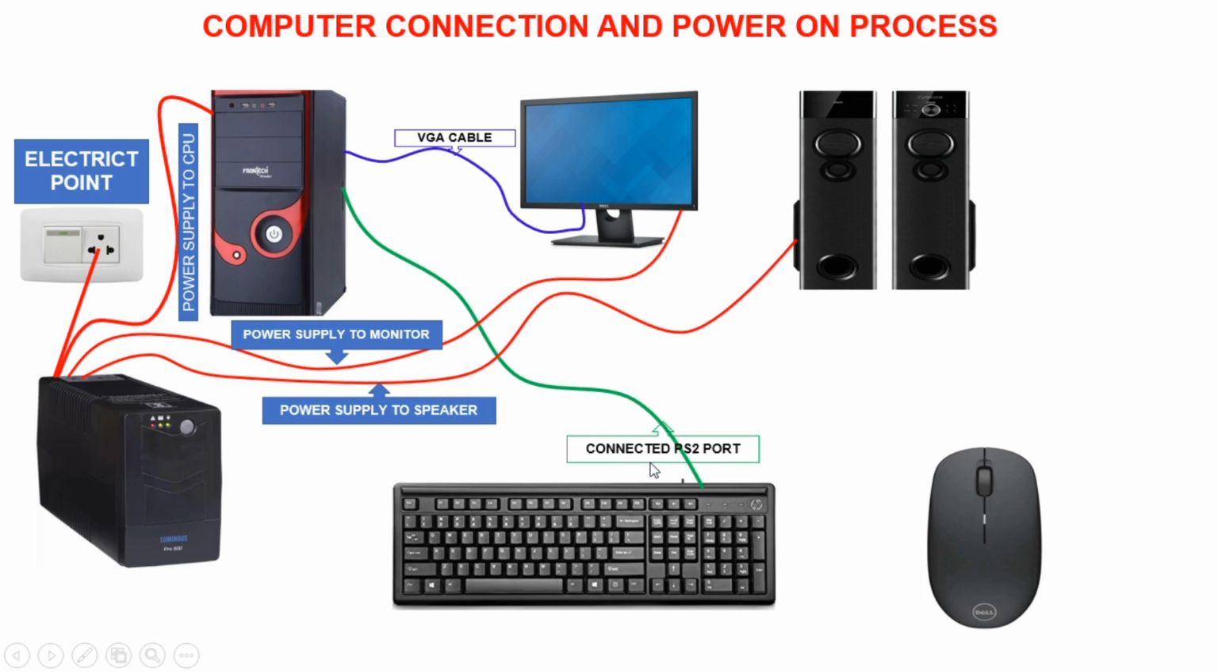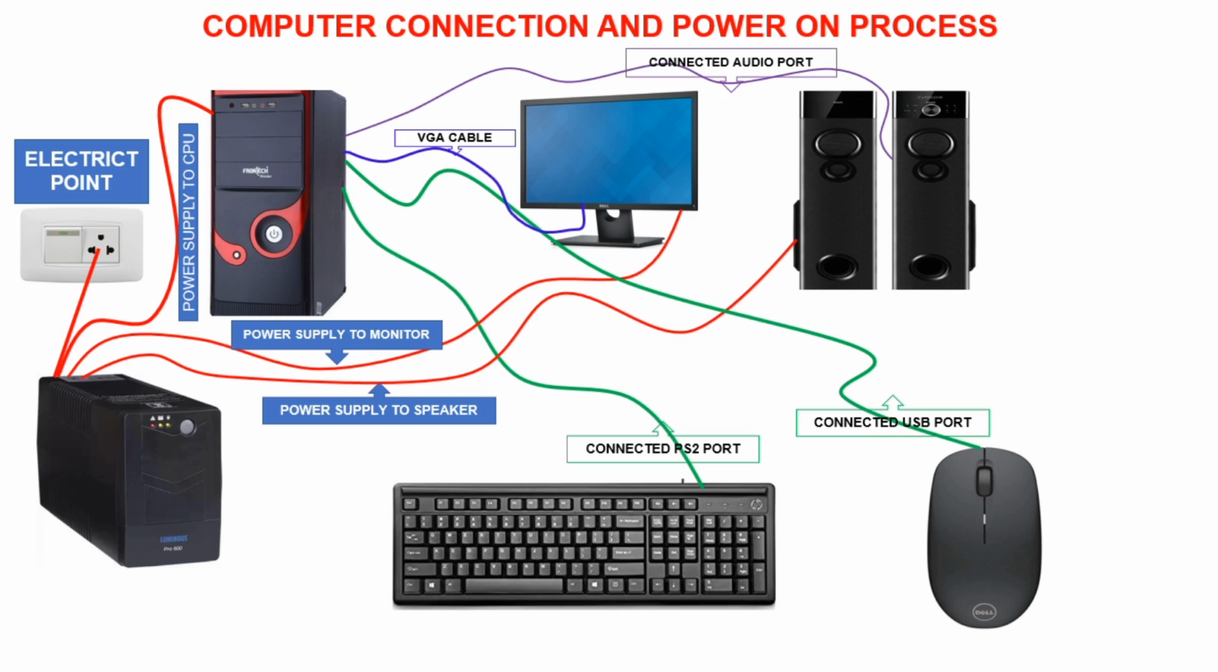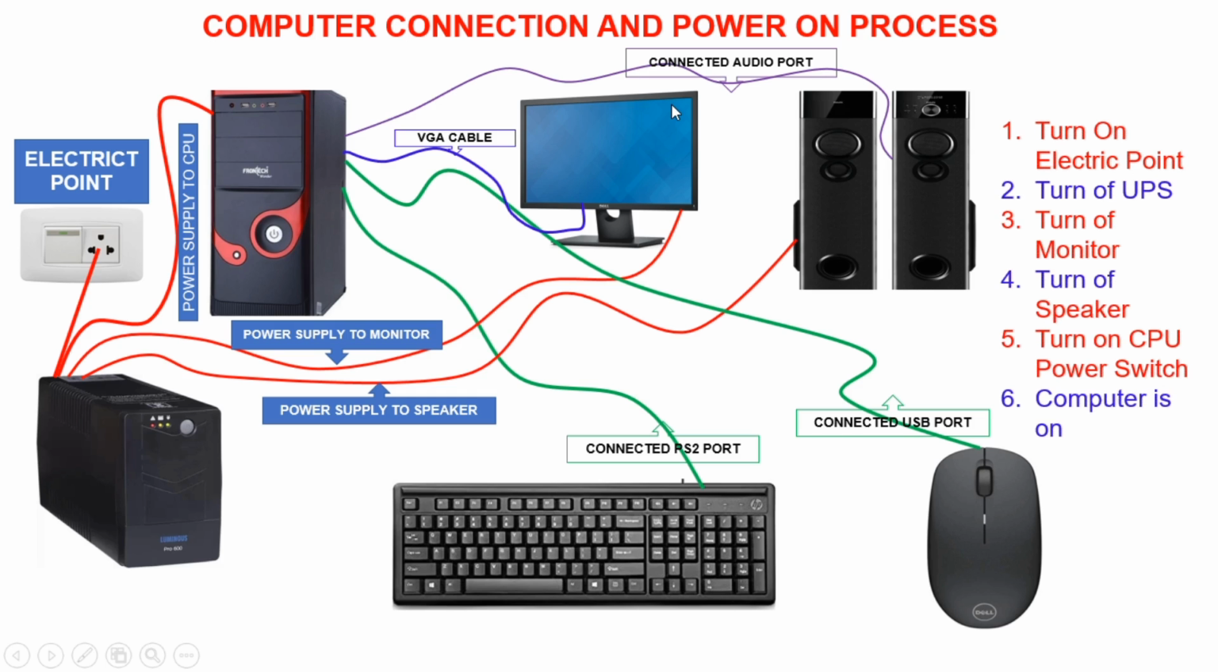Next is the USB. Next one is the keyboard. This is the PS2 keyboard. The PS2 keyboard is connected to the PS2 port on the back side of the CPU. And this is the USB mouse, connected to the USB port on the back of the system unit. And here is the audio port connected with the sound system. Now, how to turn on the computer step by step.